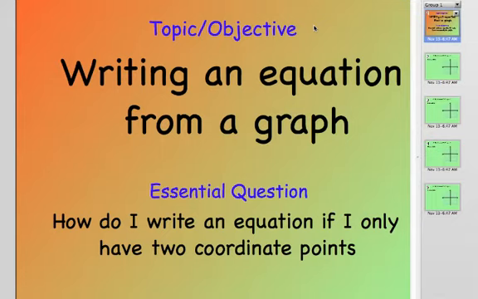So you're going to need to have your Cornell notes on this, so please get those out. And this is your topic objective, writing an equation from a graph. That goes up in the very top part of your notes. Don't forget to put your name in there, class period, date, all that good stuff. Your essential question today is, how do I write an equation if I only have 2 coordinate points? So that's what we're going to be doing today.